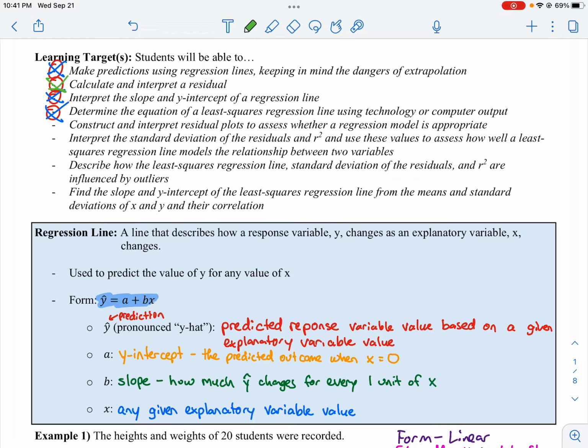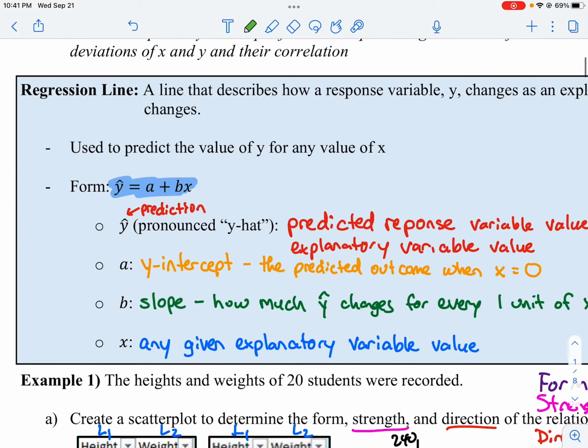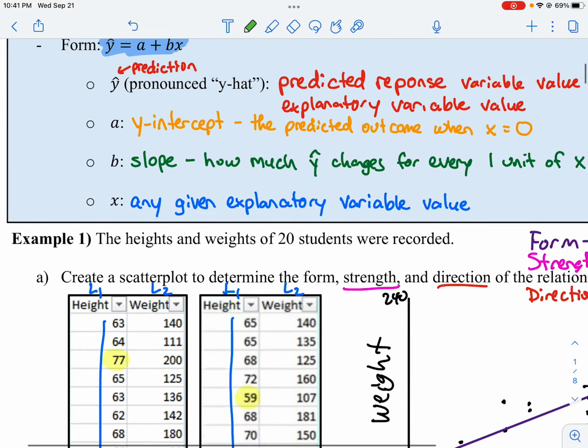So remember again that a regression line is just simply a prediction line. It helps us predict any outcome value for any given input value. And our equation looks like this. It comes in the form y hat equals a plus bx, where y hat is the predicted outcome, a is the y-intercept, which is the predicted outcome when x is equal to 0. B is the slope, which is how much y hat changes for every 1 unit of x. And x is just any arbitrary value for the explanatory variable.